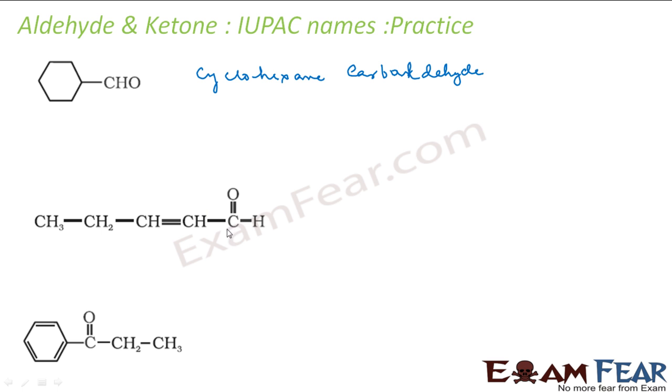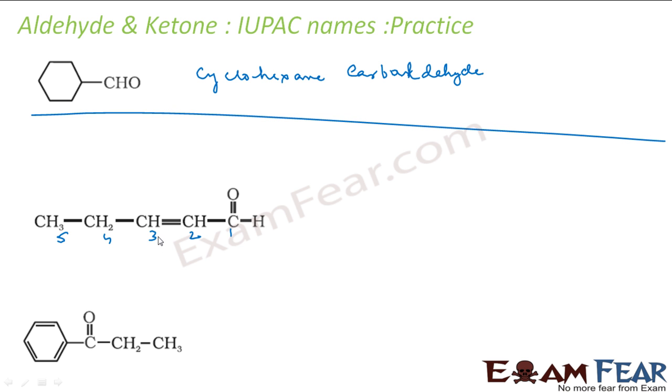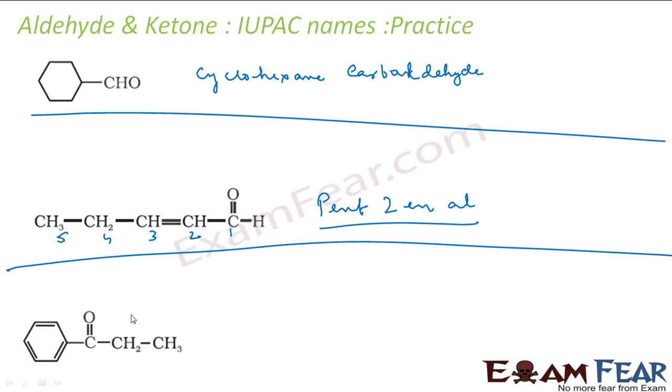Let's take this. Numbering starts from here: 1, 2, 3, 4, 5. There is no substituent on the 1, 2, 3, 4, 5 carbons, so start with pent. At 2 I have a double bond, so pent-2-ene. At 1 I have the aldehyde group, so I can say pent-2-ene-1-al, or just say al. So this becomes pent-2-enal. That is 1, or you can have 1 also. It's all the same. Let's take the next one.